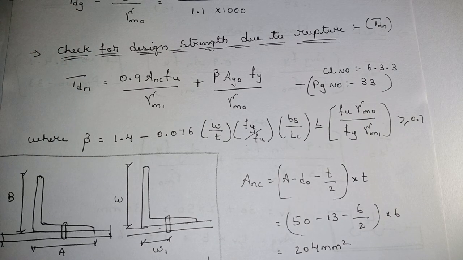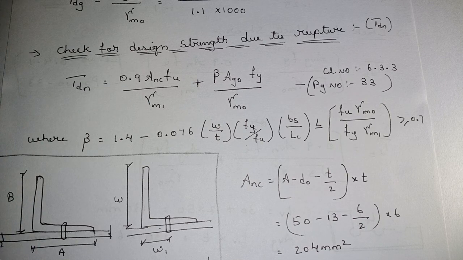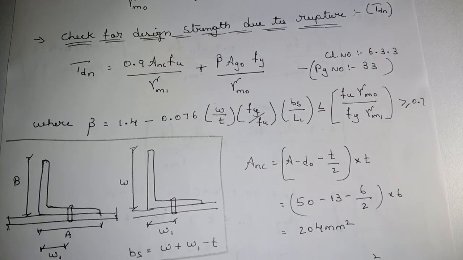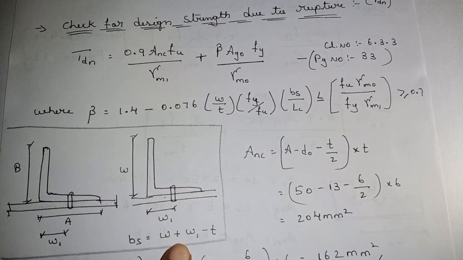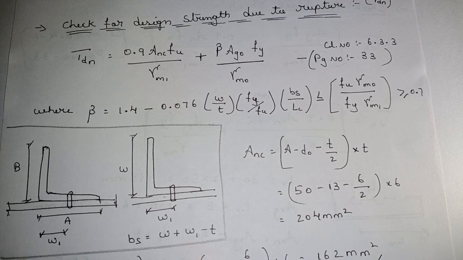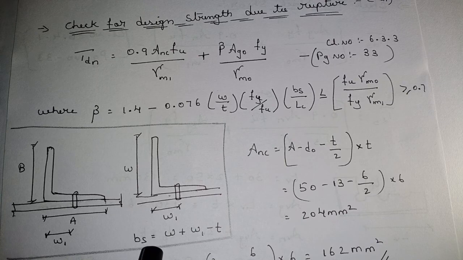So W is now 30, divided by T. T means thickness. Fy is the yield strength. We have already assumed Fu. Fu is 400, you can assume it. Now Bs. I showed you this: Bs is equal to W plus W1 minus T. This equation is in the code book only, and I have written the same thing here. Got it? So now W plus W1 minus T. So what is W?